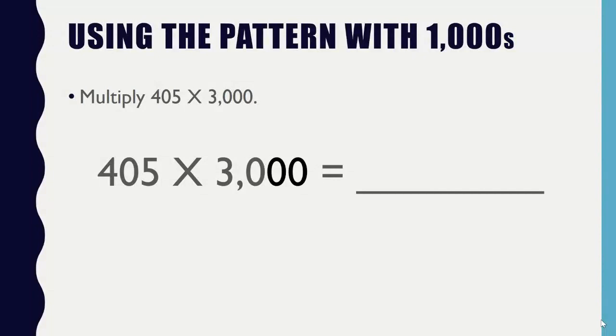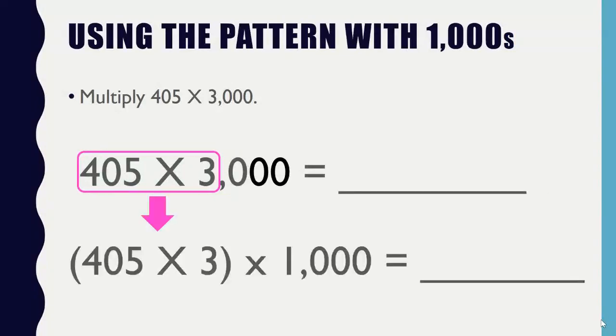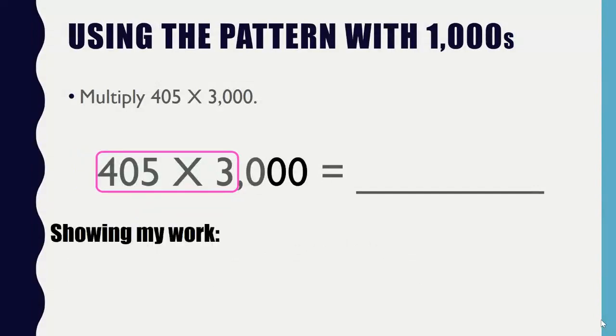Now we'll look at the pattern using 1000s. We have multiply 405 times 3000. We're going to look which of those numbers is a multiple of 1000. You should have seen that 3000 is. So we can pull the base problem of 405 times 3 out. And once again, we'll look at it more mathematically. Our associative property of multiplication allows us to split that 3 from the 1000, so we can multiply 405 times 3 on its own. And that's exactly what we're going to do when we show our work.